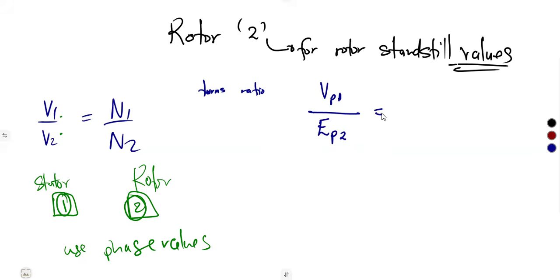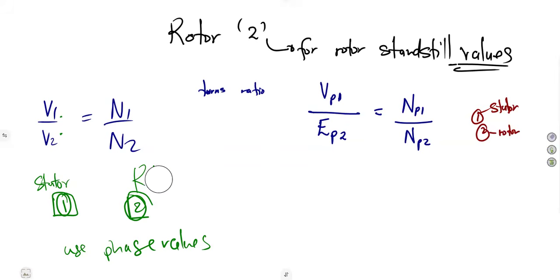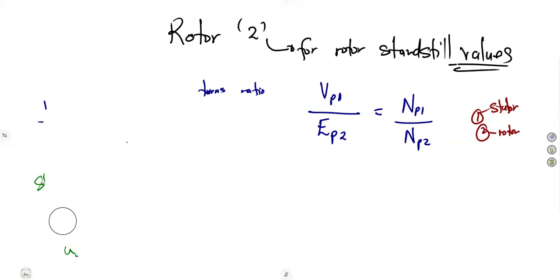So this is equal to the number of turns for the stator over the number of turns of the rotor, as phase values. That is the condition. So the denotation of 1, do not forget, 1 is stator. You're in the stator. 2, you're in the rotor. Do not forget. So that is what you're going to need on that part.